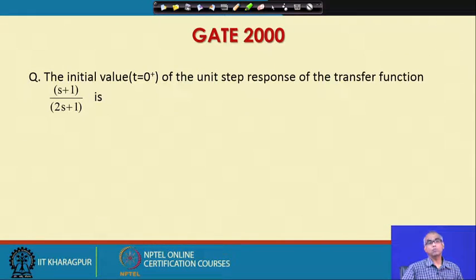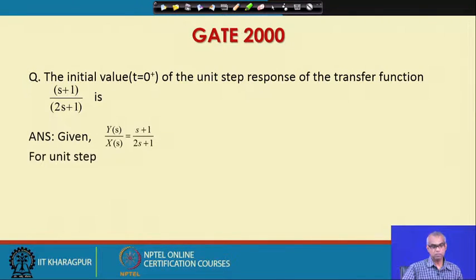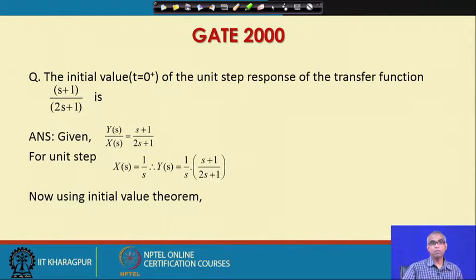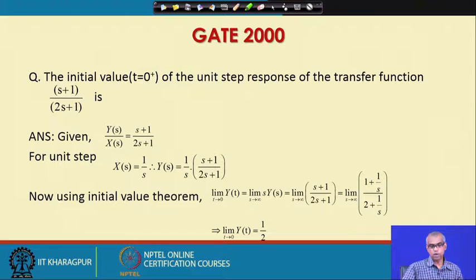One more question from year 2000. The initial value of the unit step response of the transfer function (s plus 1) by (2s plus 1) is, you have to find the initial value for this transfer function. For unit step, x is equal to 1 by s, so you can find Y(s). Now, make use of the initial value theorem. To find the initial value, you have to find the limit as s tends to infinity of s times Y(s). If you do this, you get the initial value as half.